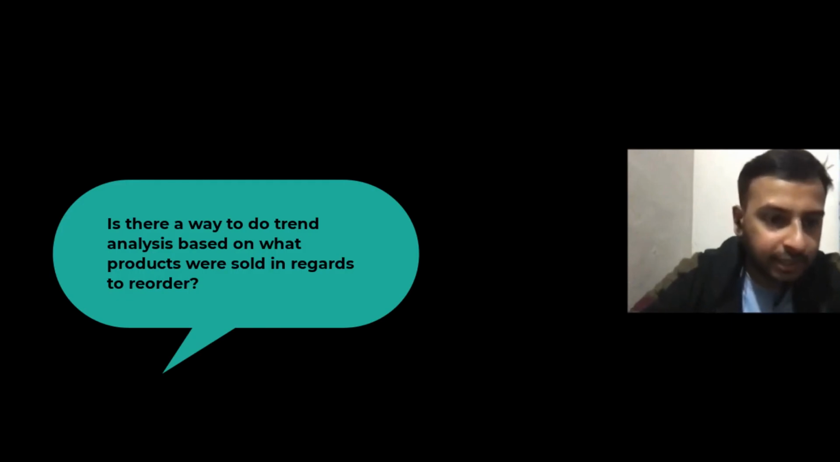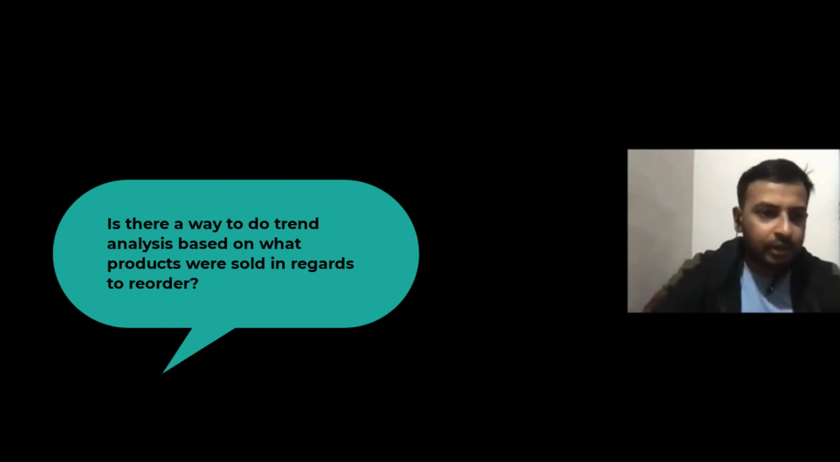Is there a way to do a trend analysis based on what products were sold in regards to the order? Oh, we can do some polls, right? I mean, if they're still available. Can you hear me? Yeah, of course. There is one question: can you reorder based on trend analysis? Have you answered the question? Trend analysis, sorry, I did not see that question.